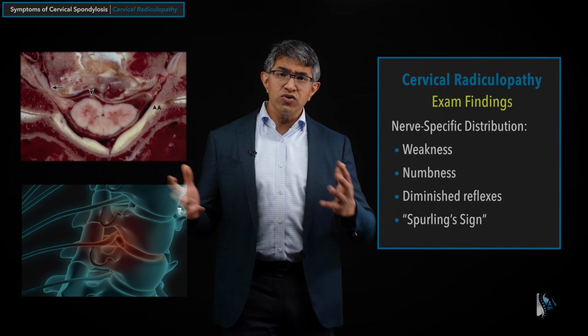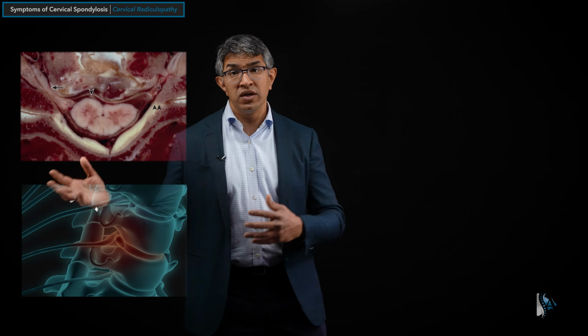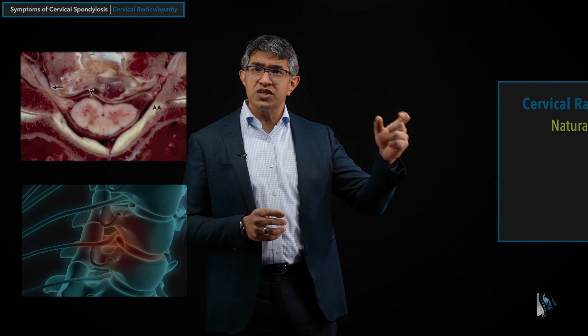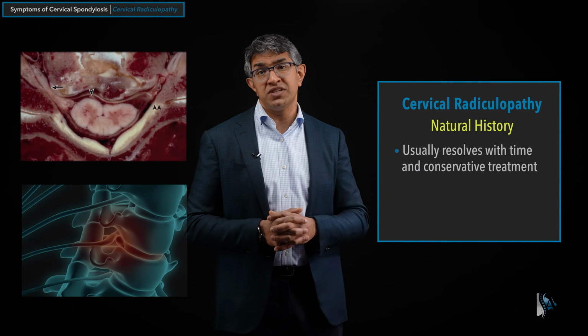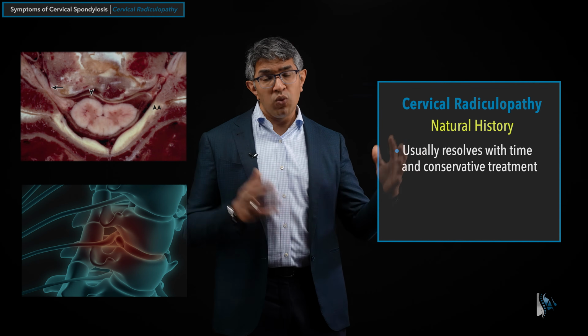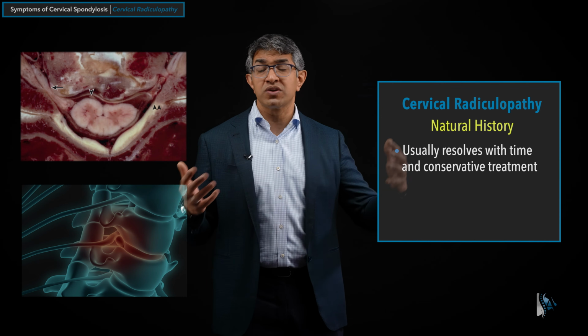Now, cervical radiculopathy is different in many regards from cervical myelopathy. The natural history, or the course that cervical radiculopathy takes, is usually self-limited. What that means is it usually gets better with conservative treatment and time. So we'll try injections, try physical therapy, maybe chiropractic, things like that.